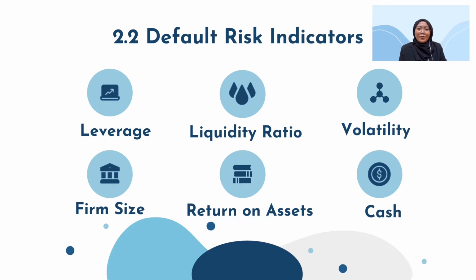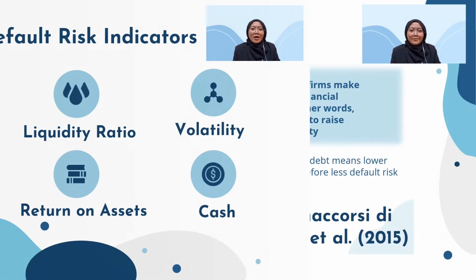For our report, we selected 6 risk indicators to determine default risk, which are leverage, liquidity ratio, volatility, firm size, return on assets, and cash.